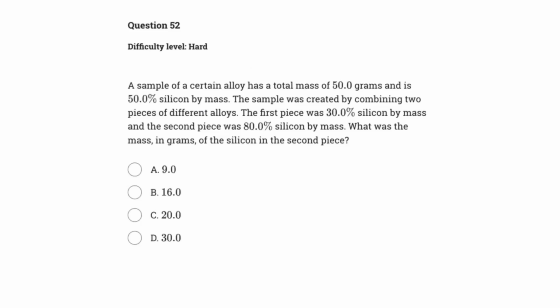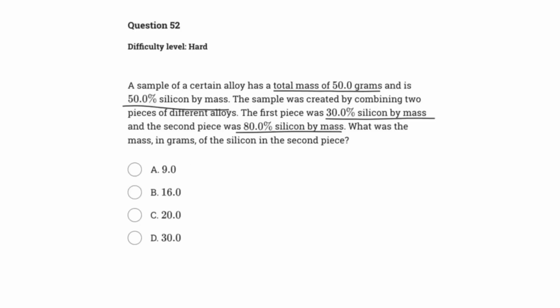A sample of a certain alloy has a total mass of 50 grams and is 50% silicon by mass. The sample was created by combining two pieces of different alloys. The first piece was 30% silicon by mass, and the second piece was 80% silicon by mass. What is the mass in grams of the silicon in the second piece?